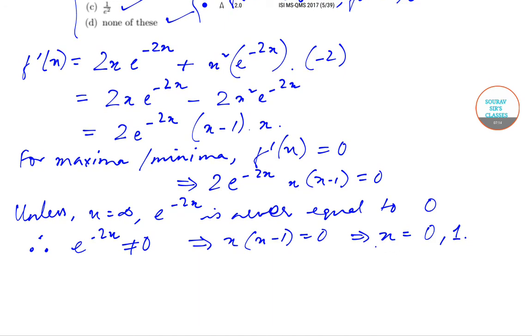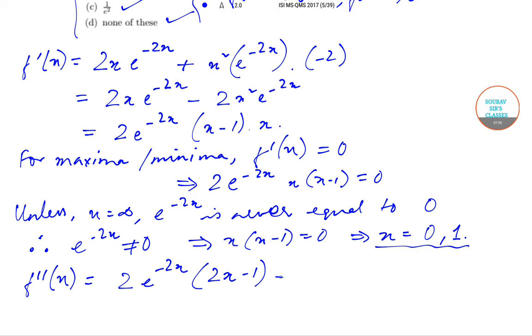So now we need to check whether at these values f of x is maximum or minimum. For finding that, we'll first find out the value of f double dash x. Now f double dash x is equal to 2 e to the power minus twice x minus 1, this is one part, plus x square minus x into 2 into e to the power minus twice x into minus 2. This is the value of f double dash x.